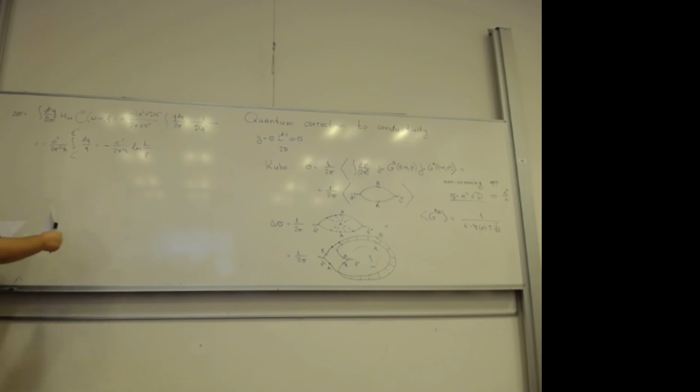And the beta function, just a reminder, is d log g by d log L. So this is not A, it is L. And g is the same as sigma. And this derivative is, what is it?